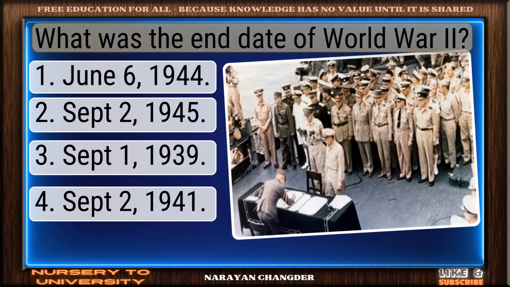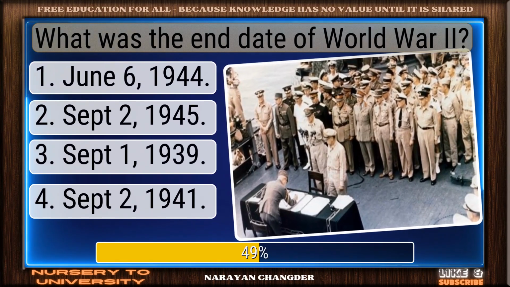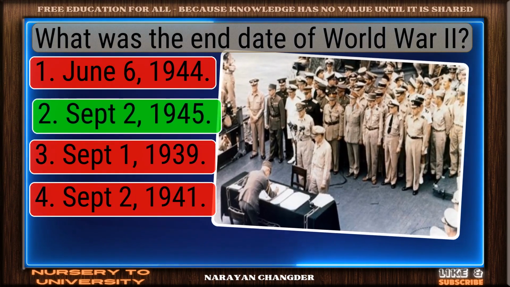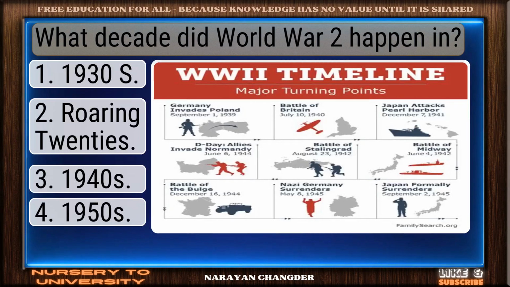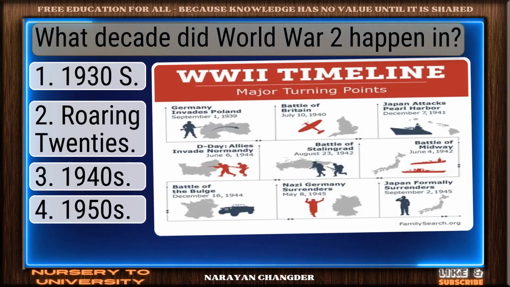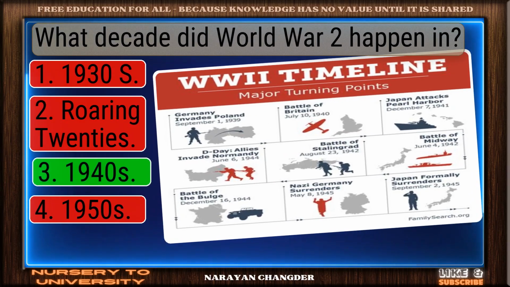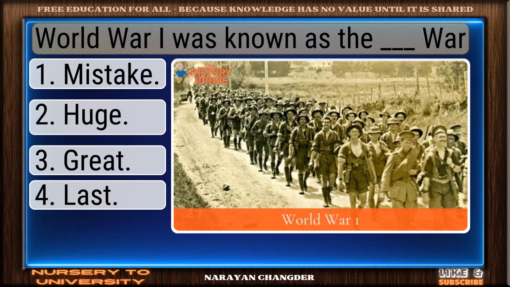What was the end date of World War II? Smart move. Sept 2nd, 1945 is an accurate answer. What decade did World War II happen in? Well done. 1940s is the right choice.